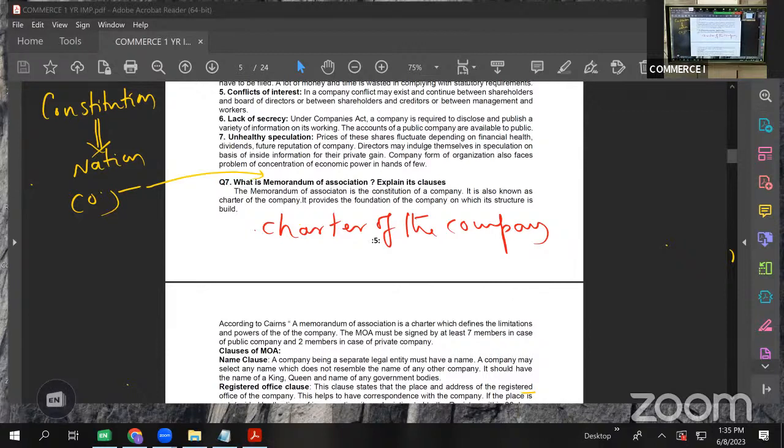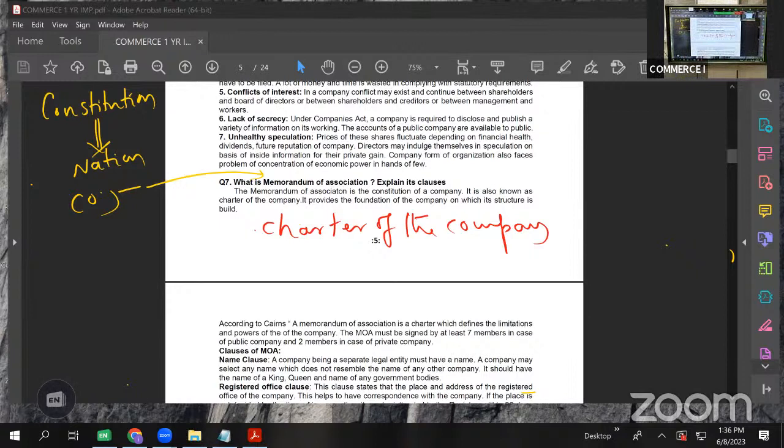Memorandum of Association is the constitution of the company, as I said. It is also known as the Charter of the Company. It provides the foundation of the company on which its structure is built. What is the purpose of forming a company? That is mentioned in the Memorandum of Association. What is the scope of the company? What are the spheres covered by the company? All these things are mentioned in it.